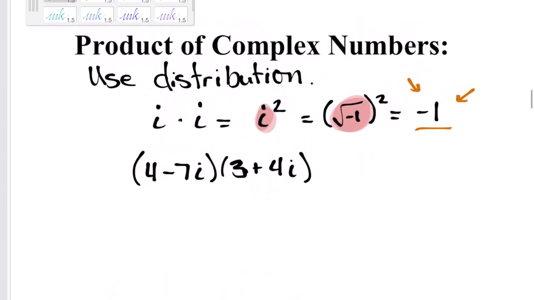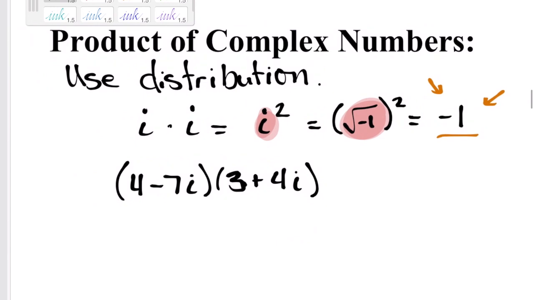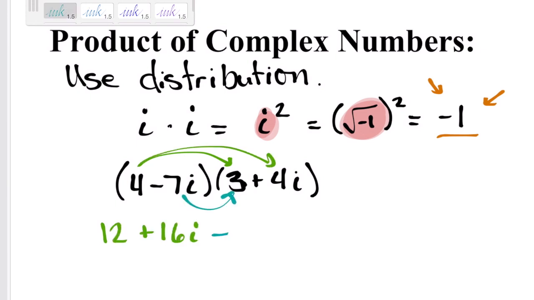When we are multiplying, I kind of already went through this. Anytime we have two i's multiplying together, it gives us i squared, and i squared is equal to -1. And we're going to use a distribution method the way we would do if we had variables. So I have my 4 times my 3 will give me 12. And then I end up with minus 28i squared.